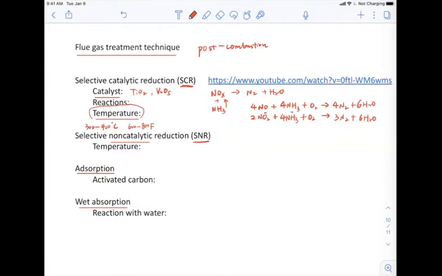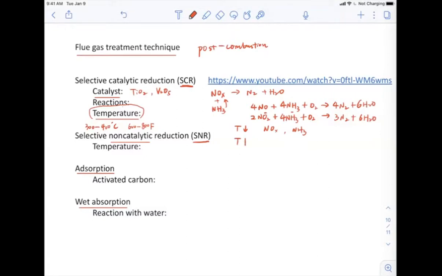So as we said, for this reaction here, you have to get a correct temperature region. So the reason is that if temperature is too low, then this reaction is not going to take place at all. Okay, so basically you introduce ammonia into the flue gas, and ammonia is not going to react with NOx. Then you're going to have the double pollutants, right? So ammonia is also an air pollutant, and you don't want to emit it into the atmosphere.